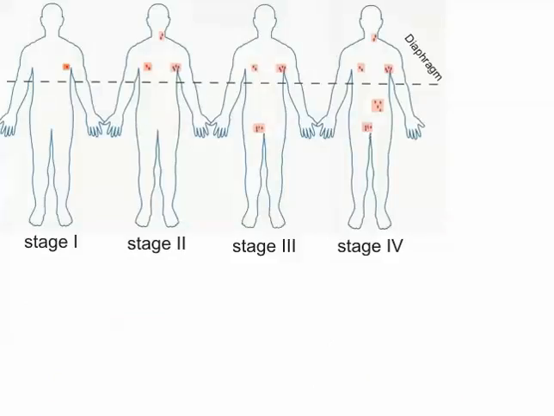Now, staging using the Ann Arbor system depends on the extent of lymph node and disseminated disease. Stage 1 involves 1 nodal area. Stage 2 involves 2 or more nodal areas on one side of the diaphragm. And stage 3 involves nodal areas on both sides of the diaphragm. Stage 4 is disseminated disease involving 1 or more extranodal sites.